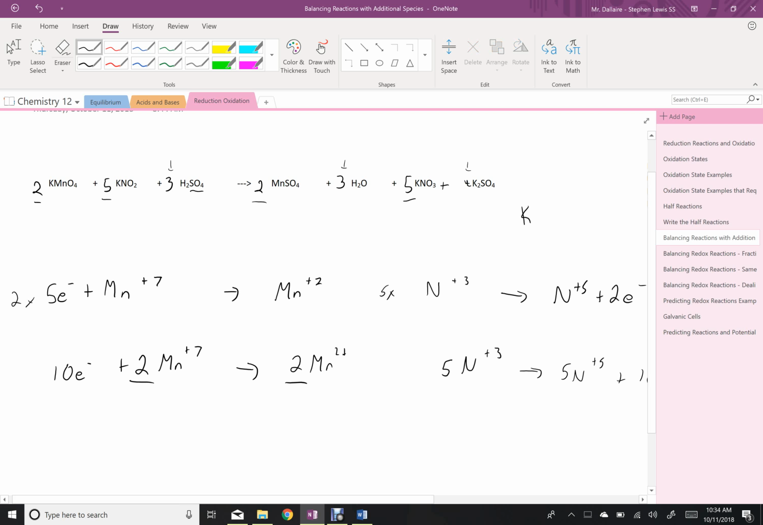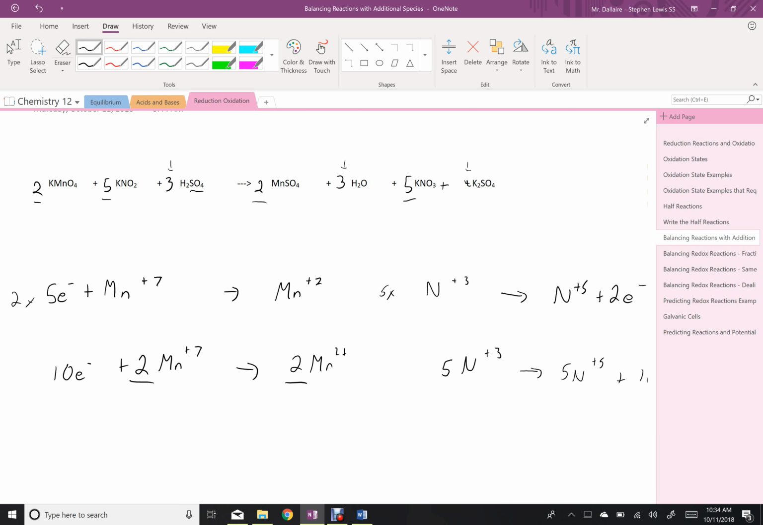So I'm going to start with potassium. Here I have 2 potassiums. Here I have 5 potassiums for a total of 7. Here I have 5 potassiums and 2 potassiums for a total of 7. So I'm a little bit lucky here. These already turned out to be balanced. So I'm probably done. I've done everything but oxygen, and oxygen appears in every single thing.